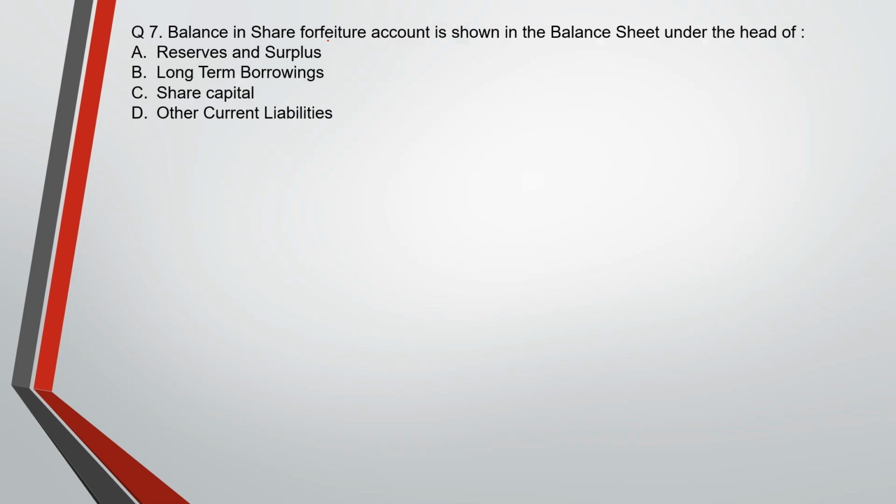Okay, now moving on, we go to the next question. Balance in share forfeiture account is shown in the balance sheet under the head of. Now, the options are reserve and surplus, long-term borrowing, share capital, other current liability. Now we are talking about share forfeiture account. What is share forfeiture account?